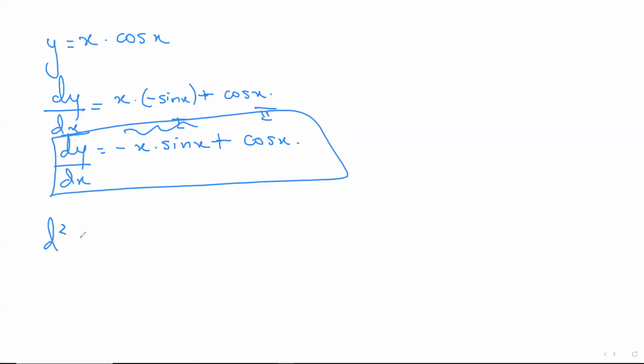But d square y by dx square, guys, please focus. The first part has a minus. You take a minus, open brackets. Fine. How do you think you'll be able to solve the first part, x dot sin x? Automatically by using what? Product rule here.